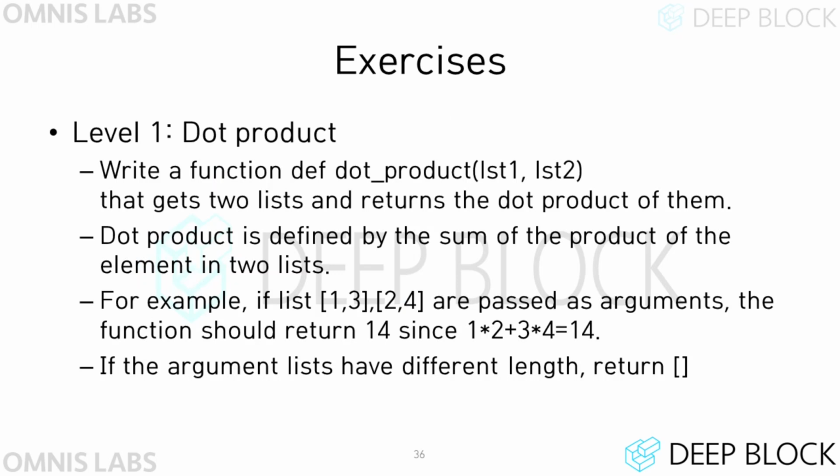Let's solve an exercise problem. Implement a function dot_product that takes two lists and returns the dot product. The dot product is defined as the sum of the products of each element of the two lists. For example, if the lists [1, 3] and [2, 4] are passed as arguments, the dot product becomes 1 times 2 plus 3 times 4, and 14 is returned. If the lists are different lengths, return an empty list.